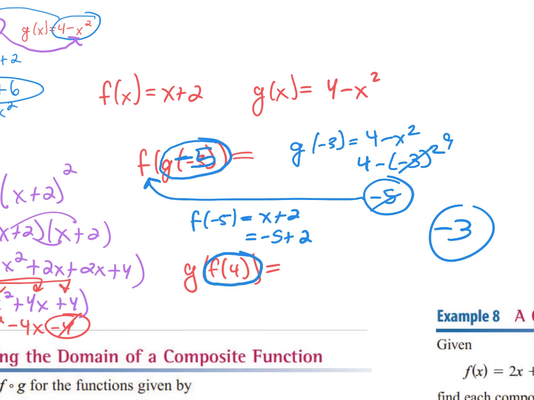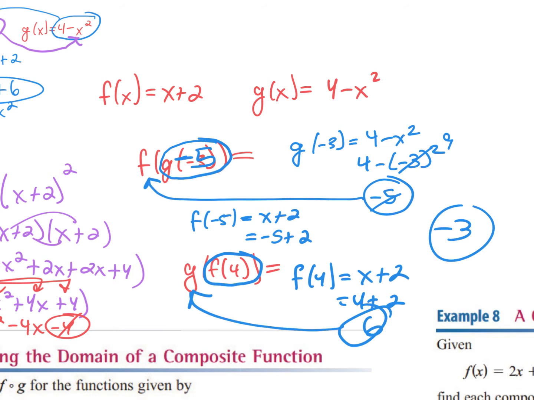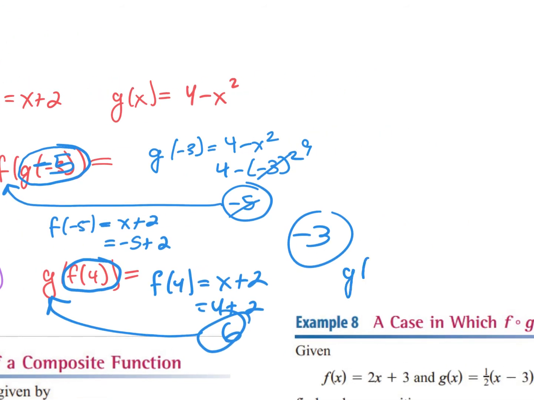You're finding f of what? F of 4. So I'm going to say f of 4, and I'm going to use x plus 2. So 4 plus 2 is 6. Great. Is that the answer? No, because I now have to take 6 and plug it into the g. So when I do that, I have g of 6.